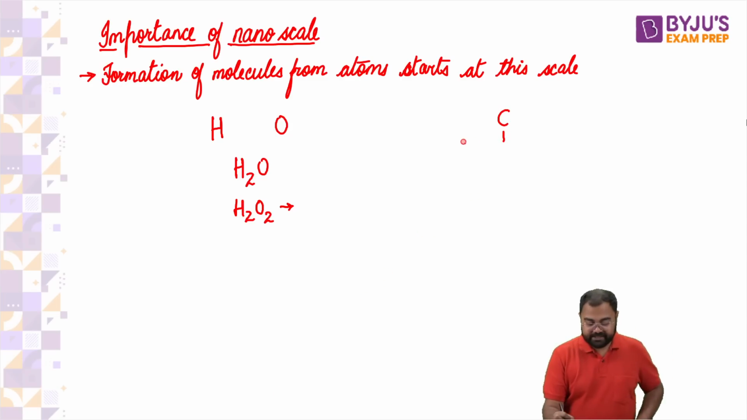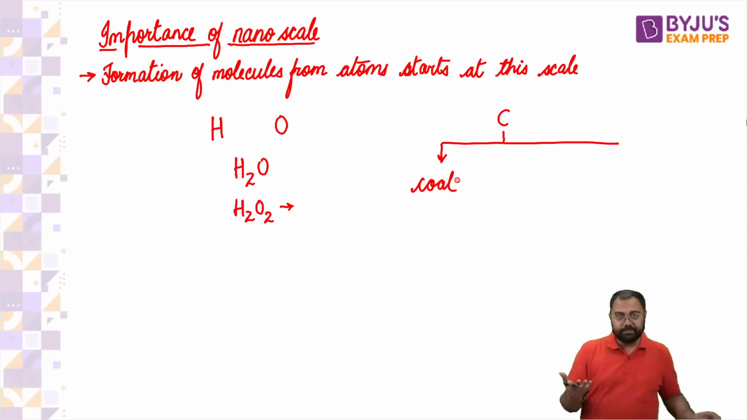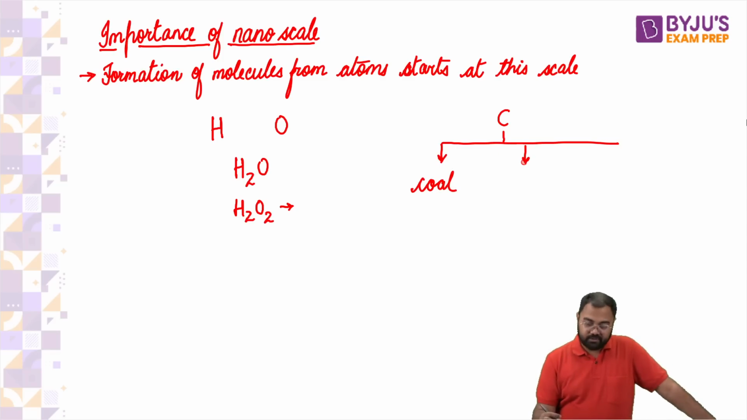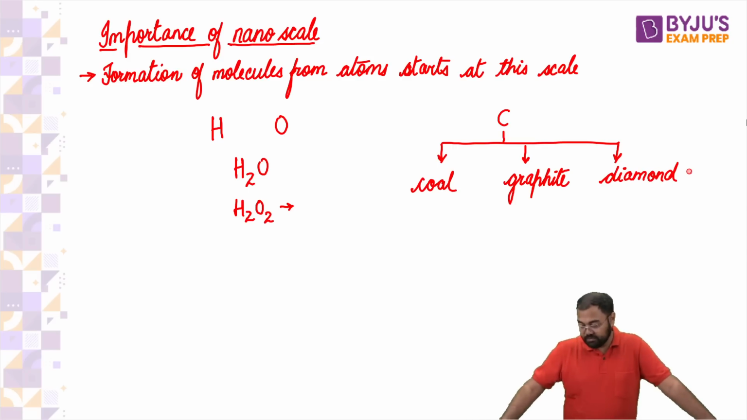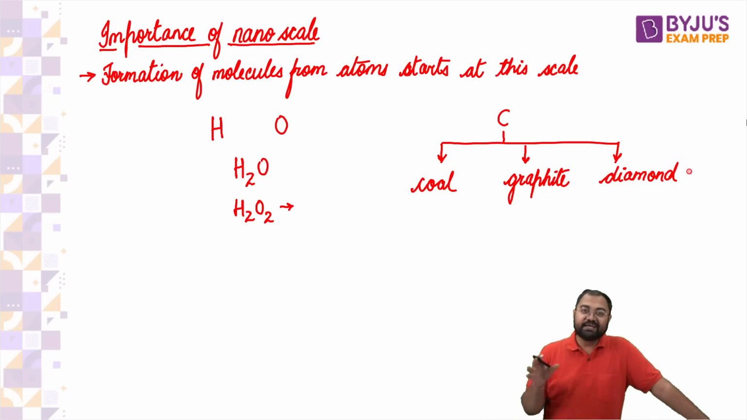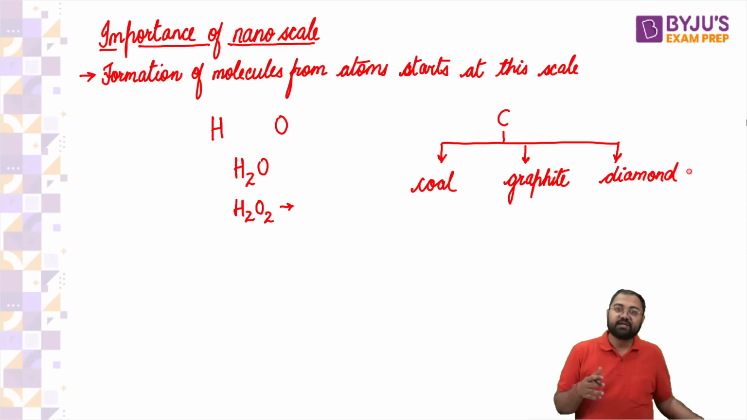Carbon just by itself exists as coal. We had discussed that coal is nothing but carbon plus impurities, right? The same carbon also exists as graphite, and the same carbon also exists as diamond, right? So the same carbon is graphite, the same carbon is diamond. Now in this particular scenario, the only difference between graphite and diamond is that the arrangement of carbon atoms in graphite is different as compared to the arrangement of the same atoms inside diamond.